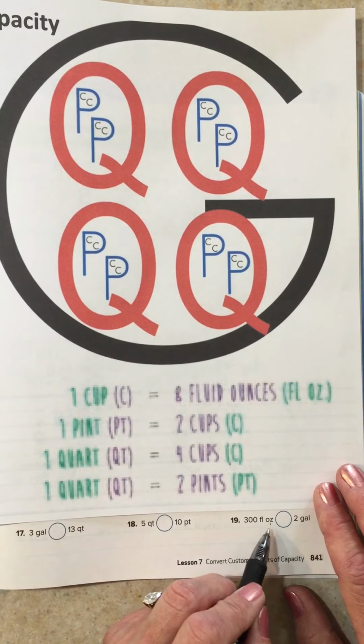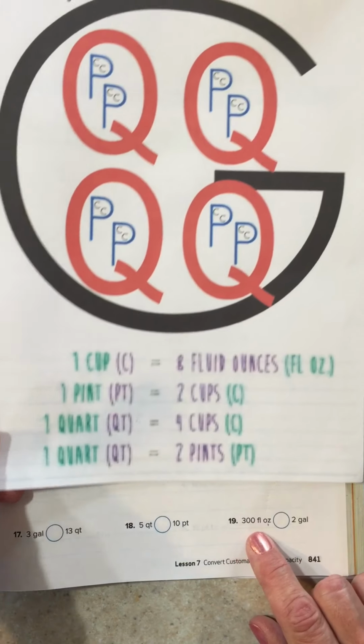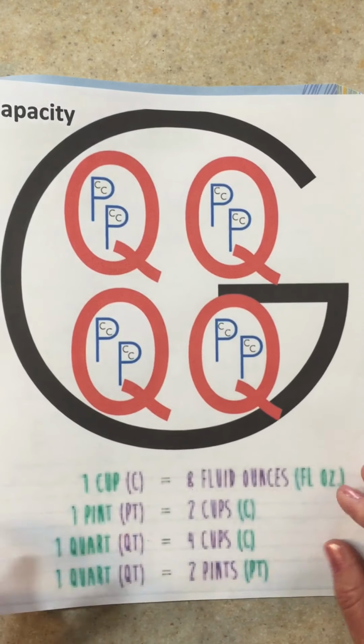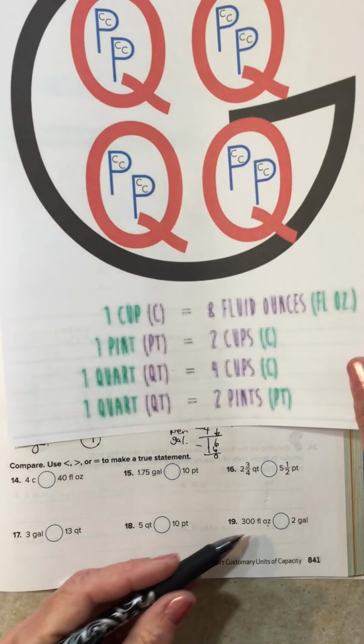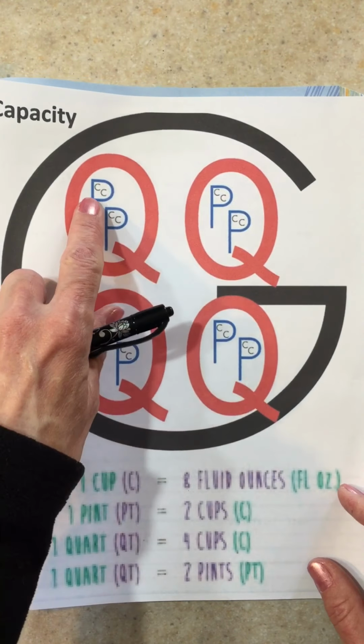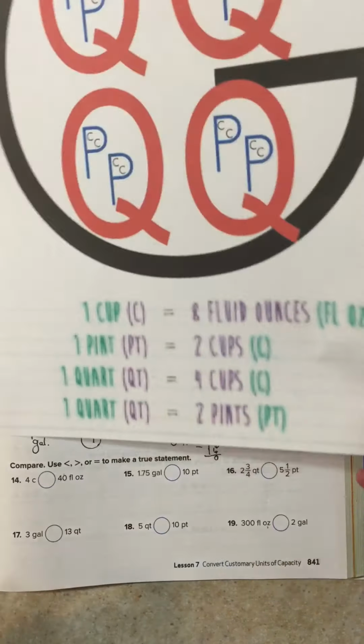Looking at our image, if I have 300 fluid ounces, how many gallons would that be? I'm going to convert it into cups and then, because it never told us the measurement of how many ounces are in a gallon. I mean, we could figure that out, but that's what we've got to work on. Here we go.